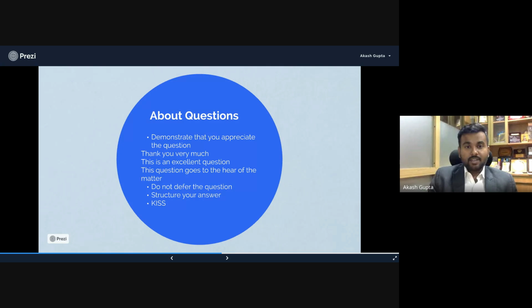Now let's look at the next point. Do not defer the question. You must have experienced this, that somebody asks you a question and then you say that this will be dealt with by my co-counsel because it's not my part. That's not what the judge is expecting from you, right? So what you should do at that point of time is give a one-liner answer. When I say one-liner answer, it means this: yes or no, followed by the word because.